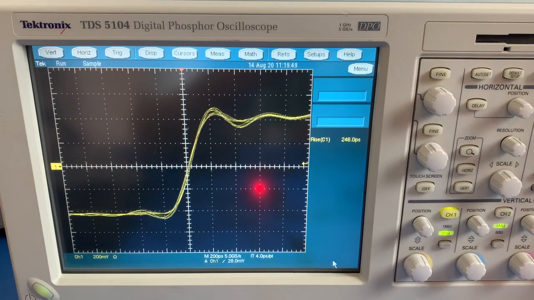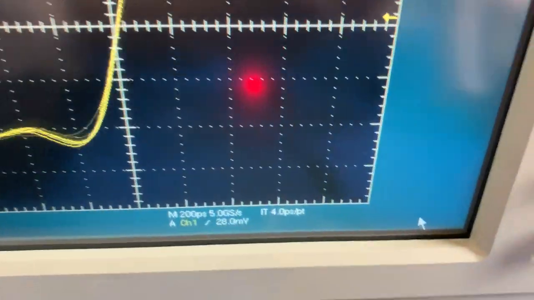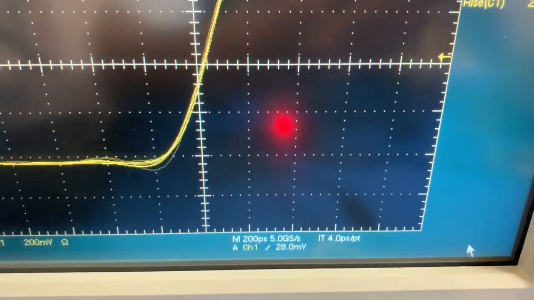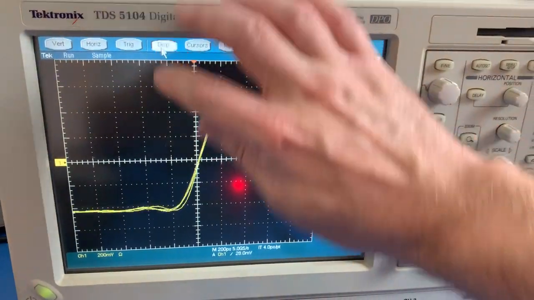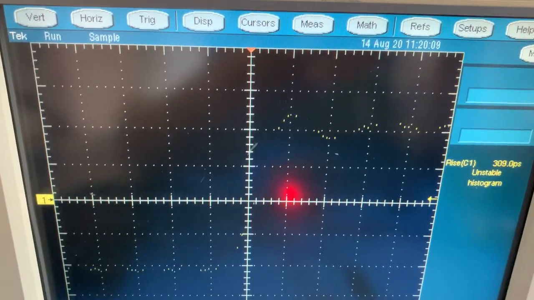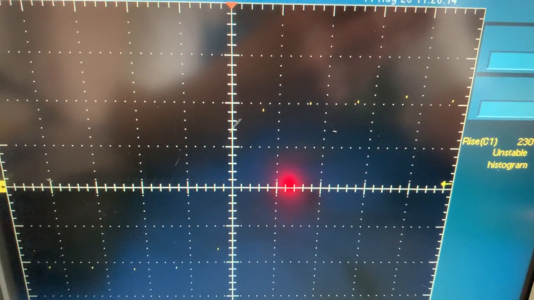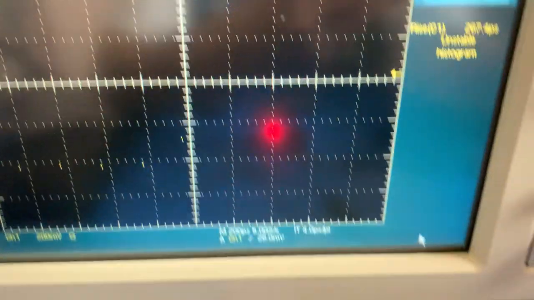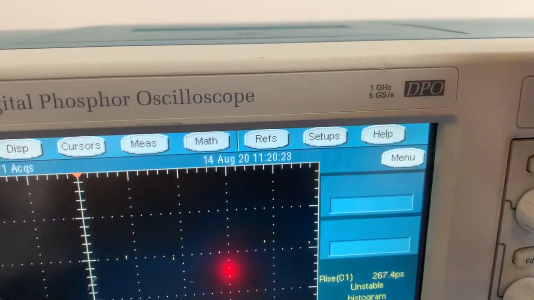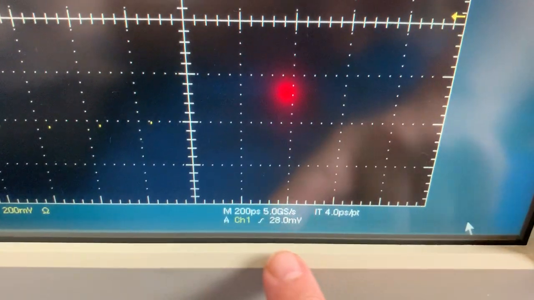But anyway, this is basically sampling this, and it's drawing this curve using interpolation. That's what this IT means here. So essentially, if I go into display and I say show dots instead, you can see the dots that are being sampled. And as a matter of fact, if I didn't single shot it, you can see those dots are actually spaced about 1 per division. And at 200 picoseconds per division, that lines up with the 5 gigasamples per second that the scope can do. So that's what we're seeing, it's actually sampling, like it says down here, at 5 gigasamples per second.